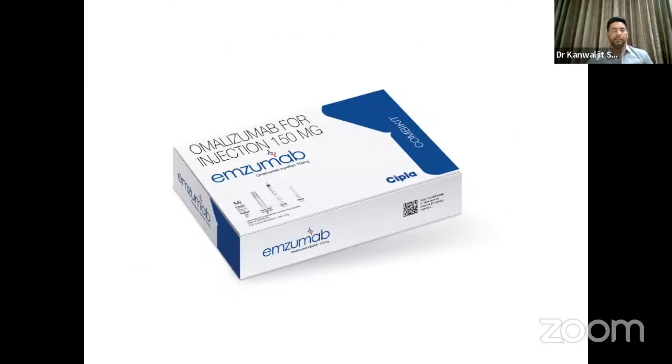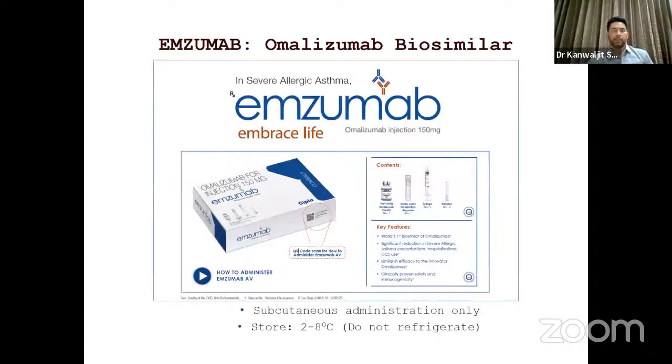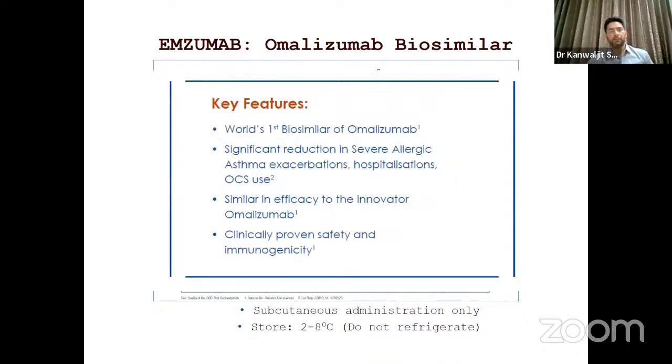Now this is Emzumab, the biosimilar of omalizumab introduced by Cipla. It comes in a packing of 150 mg. So what are the key features of Emzumab? It is the world's first biosimilar of omalizumab. It works biologically the same as omalizumab. That is why it is called a biosimilar.